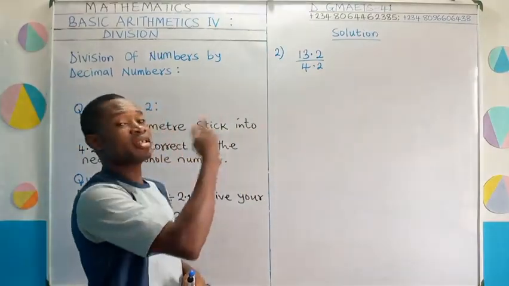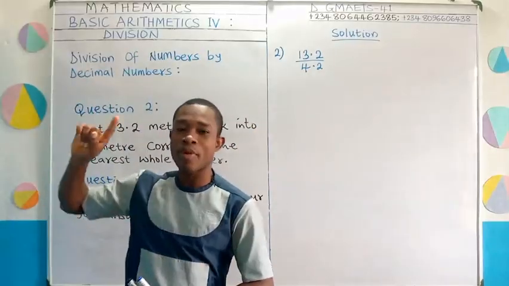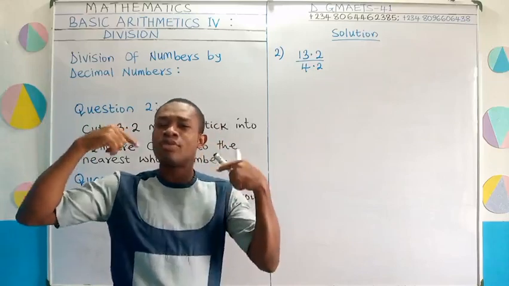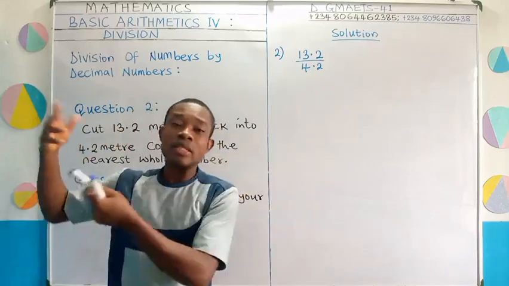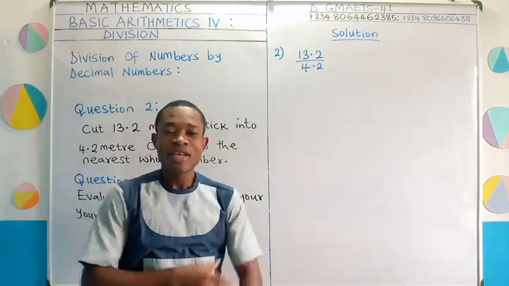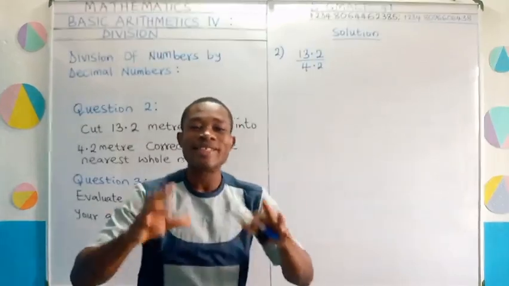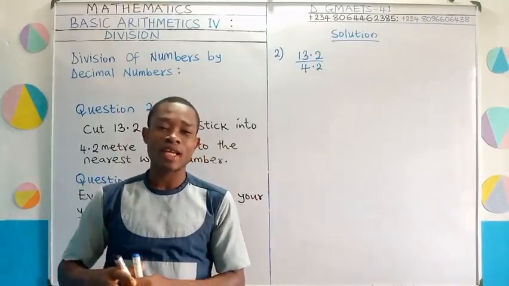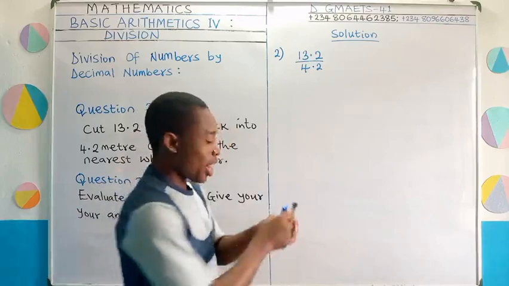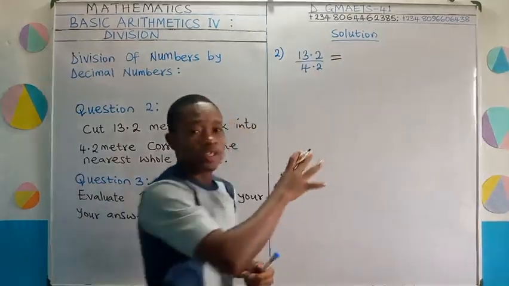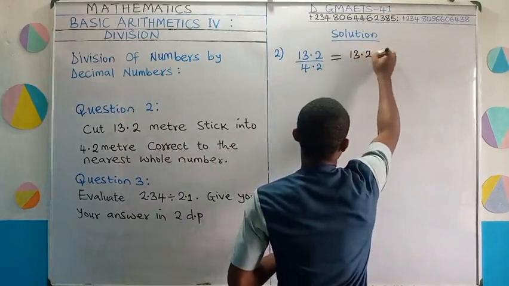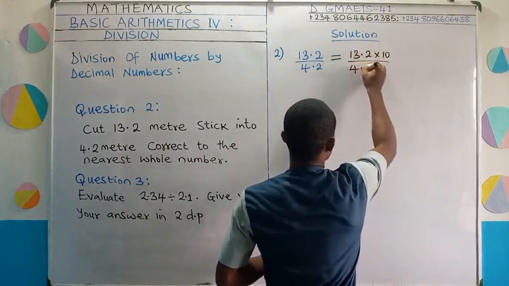And because this is tenths in the decimal digit, we go to the whole number part and think of what? Tenths. So tenths in the whole number part correspond to tenths in the decimal digit part. Now, I will ask myself, what is the standard value of tenths? And of course, the standard value of tenths is 10. And so I will multiply the numerator and the denominator of my problem by 10. So this becomes 13.2 times 10 all over 4.2 times 10.